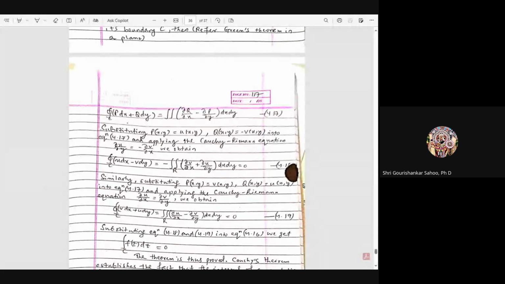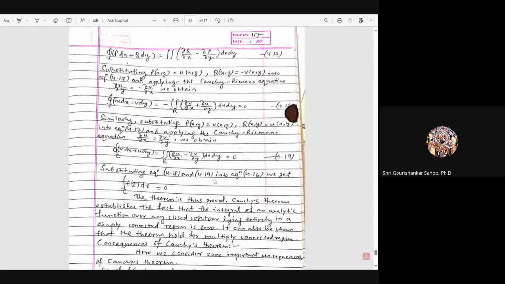So if you substitute this into our equation, the integration over the closed contour of P dx + Q dy, and apply the Cauchy-Riemann equation, that is ∂u/∂y = -∂v/∂x, the second Cauchy-Riemann equation in the Cartesian coordinate system, you have the integration over the closed contour of (u dx - v dy) equal to minus the double integral over R of (∂v/∂x + ∂u/∂y) dx dy, which is equal to 0.